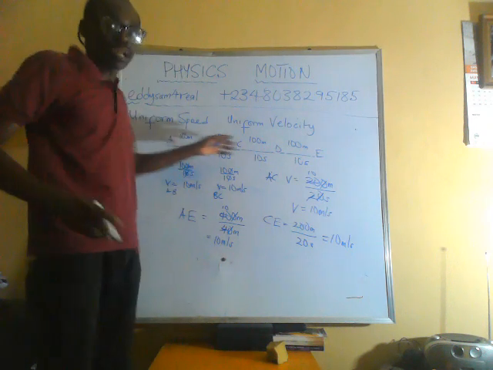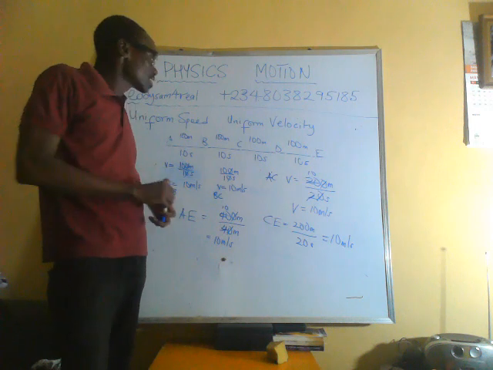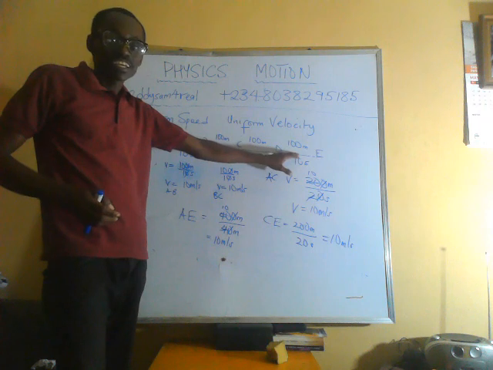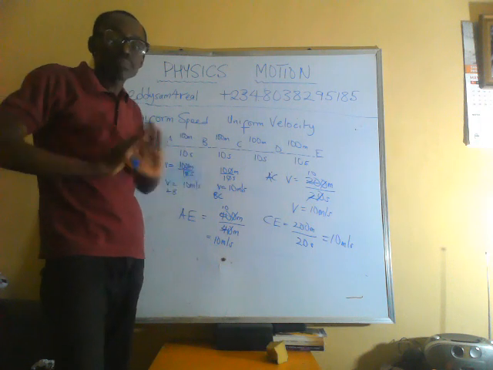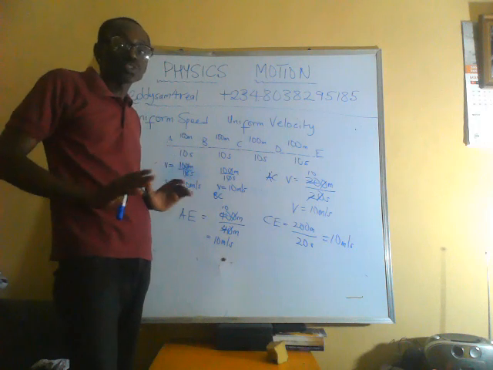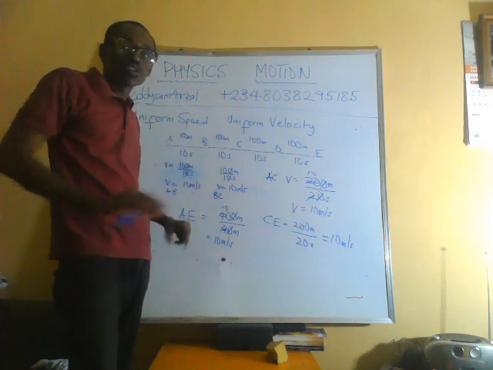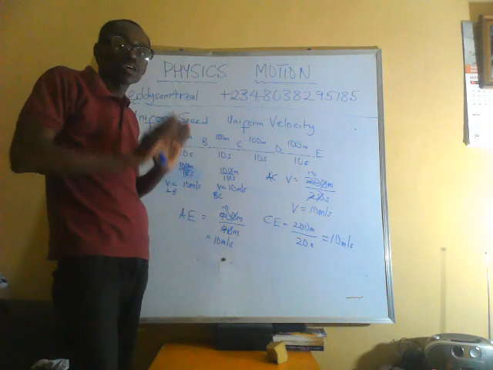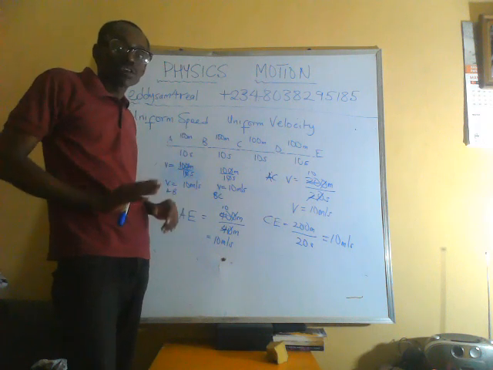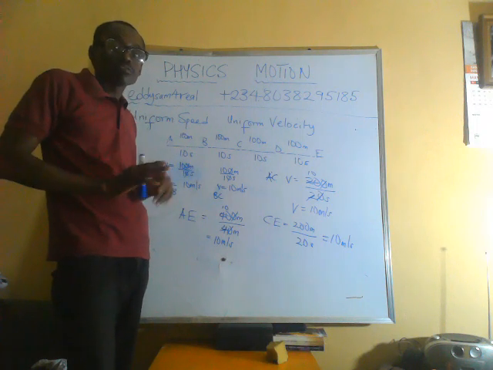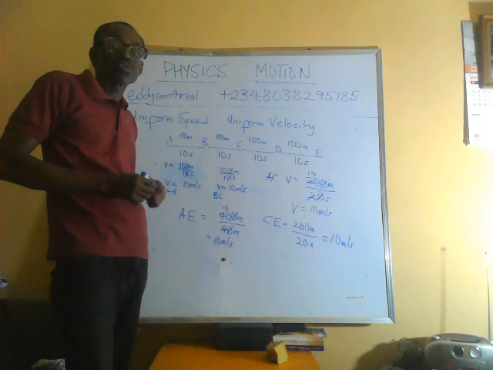So no matter the two points taken in this journey, the velocity will always give you 10 meters per second. The speed will always give you 10 meters per second. So the speed is uniform. The velocity here is uniform. We have a case of uniform velocity.